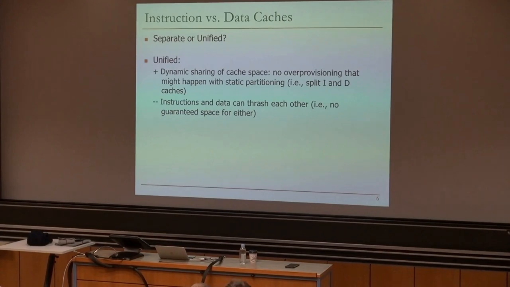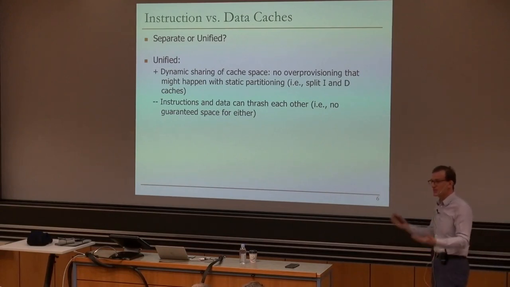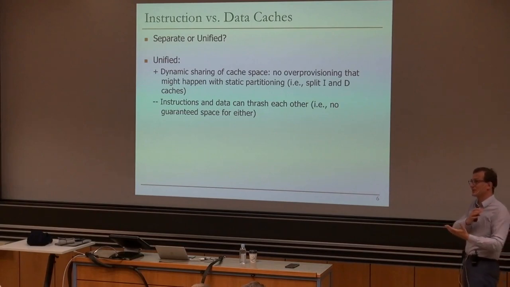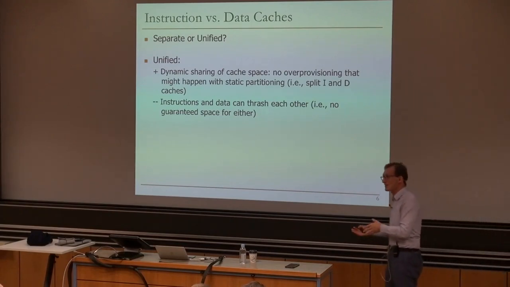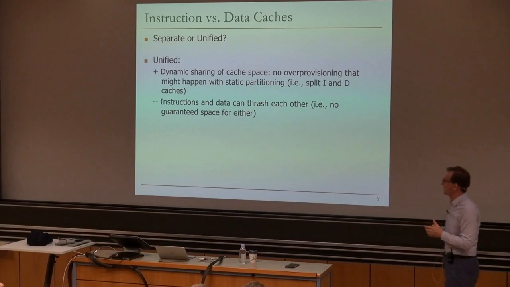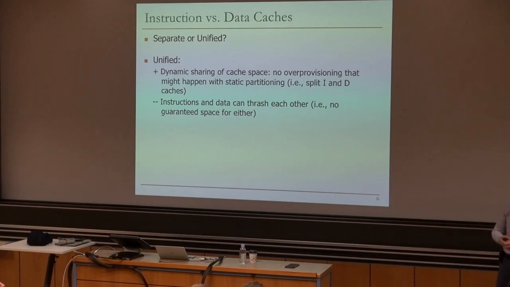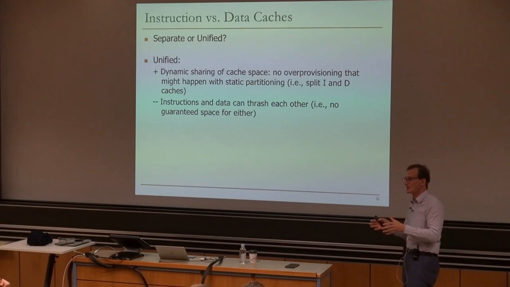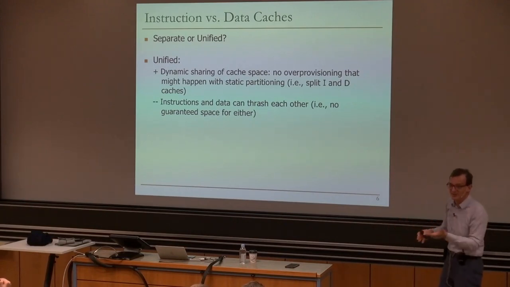But the downside, of course, is when you have unified, you have quality of service issues. In this case, if you have a unified cache for instructions and data, if you have a lot of data, it could kick out the instructions from the cache, and vice versa. There's no guaranteed space for either. And this may not be good for performance, right? If your data actually kicks out instructions, you won't be able to feed the pipeline with instructions.